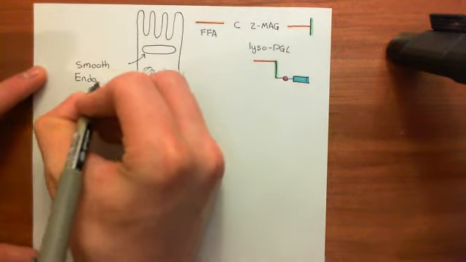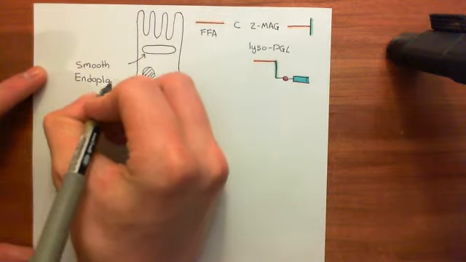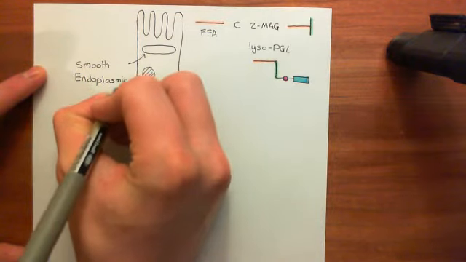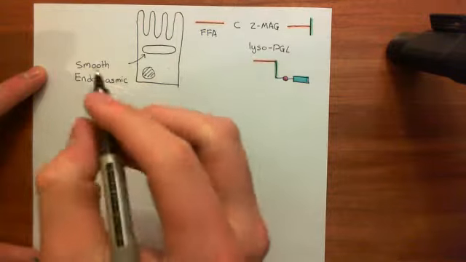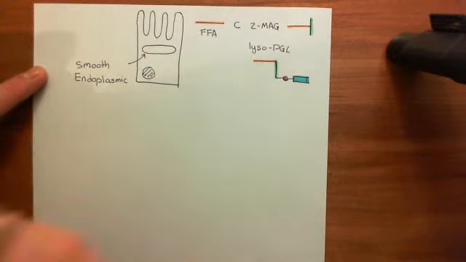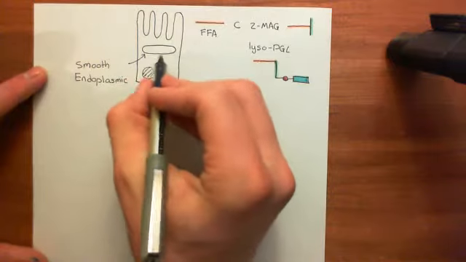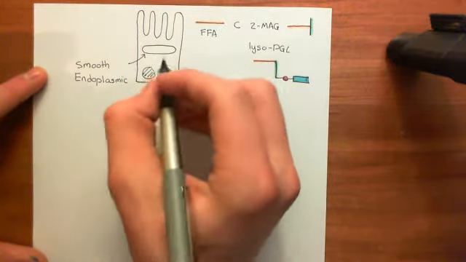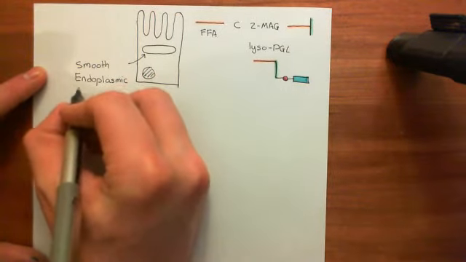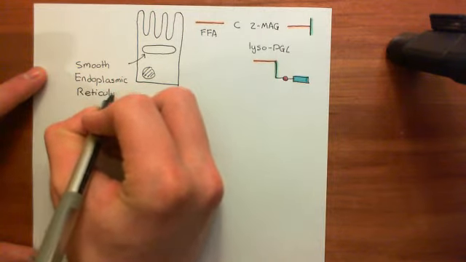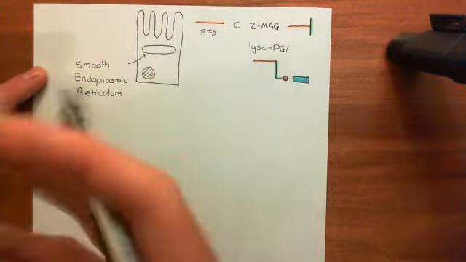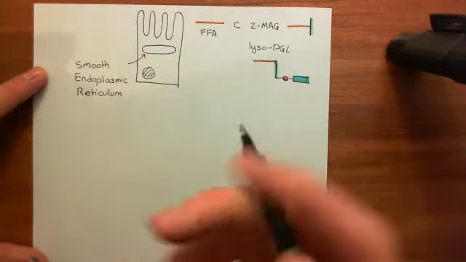Okay, and whilst the rough endoplasmic reticulum is very much involved in the synthesis of proteins and the processing of proteins, and it's called a rough endoplasmic reticulum because its surface is very rough, because it's covered in ribosomes, basically. Okay, the smooth endoplasmic reticulum is far more involved in the production and the metabolism of fat molecules.